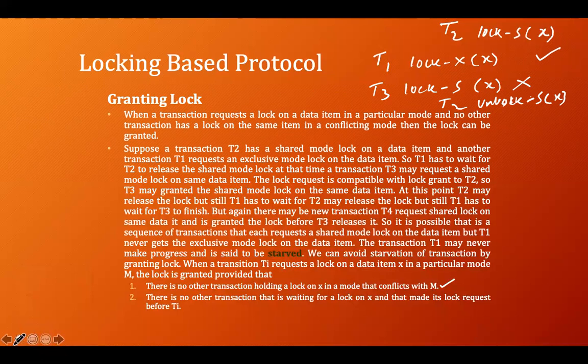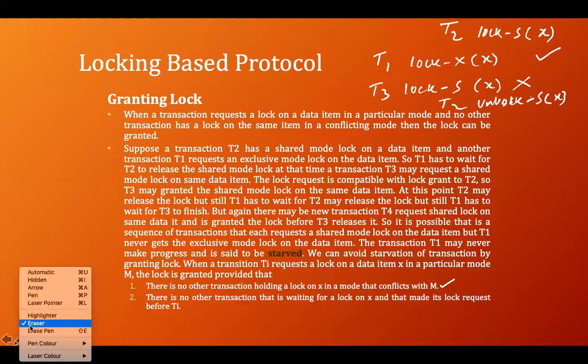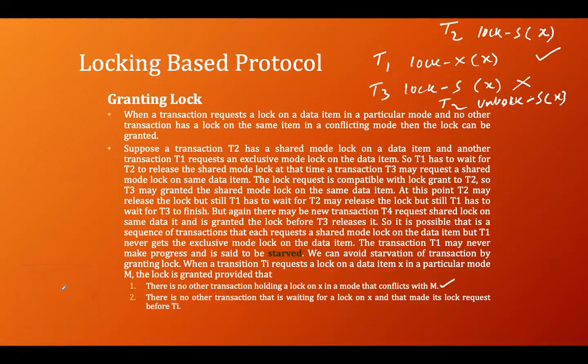Getting it? So here we have to look for two things. First, do we have any conflict with the lock? If not, then we have to see whether some other transaction is requesting the lock prior to the current transaction. If it is, then we will not allow the current transaction to proceed, even though there is no conflict of the lock. So here T3 will not be allowed to get X. Why? Because T1 is already waiting for it. Once T2 releases the lock, after that, T1 will get the lock.